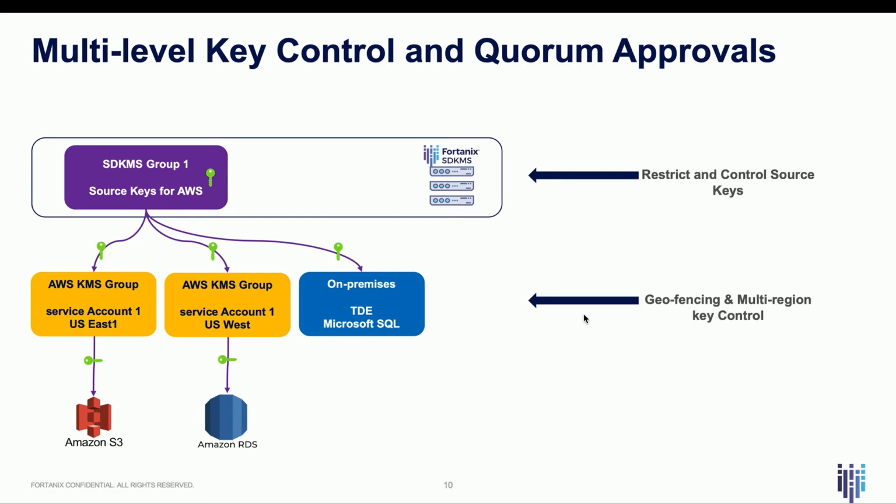But self-defending key management service gives you a lot of controls on how you can restrict that, not just through RBAC, but even through quorum policies. We'll take a look at it. And then the geofencing and multi-region key control.